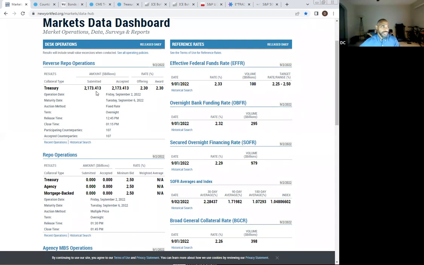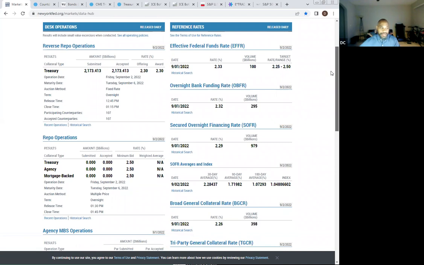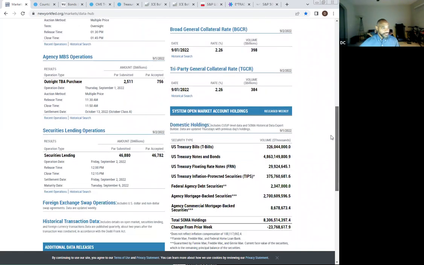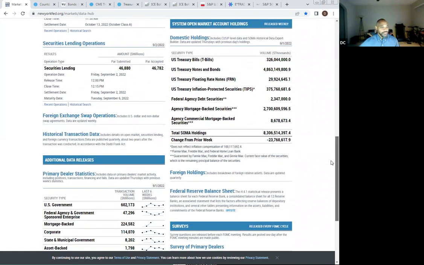I think it was 2.3 trillion last time we looked at this in June, I think. But it's starting to come off again. That's going to take a while. So there's still more pain ahead under the hood. Let's flip down. We go down further and let's take a look at the Fed balance sheet.